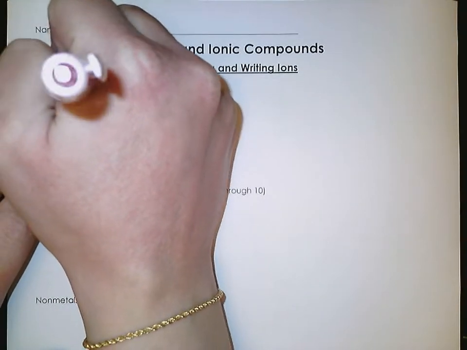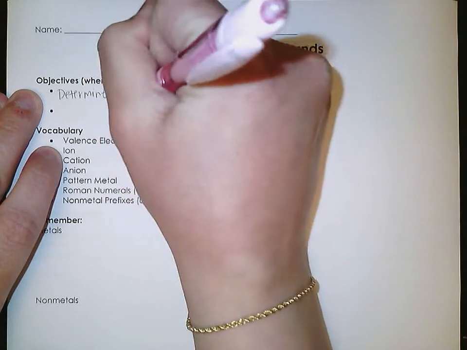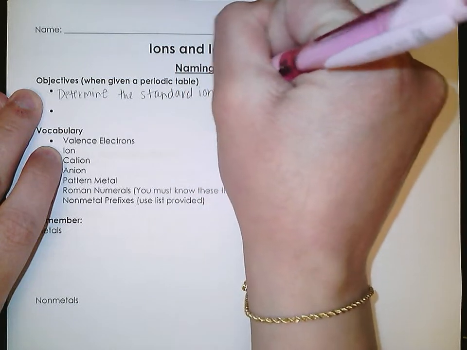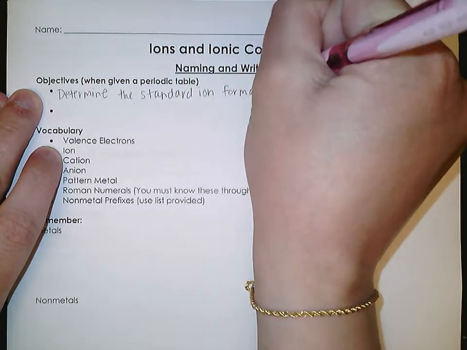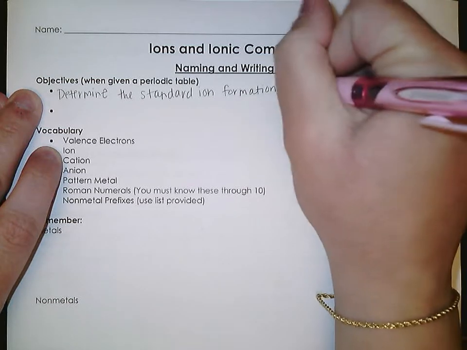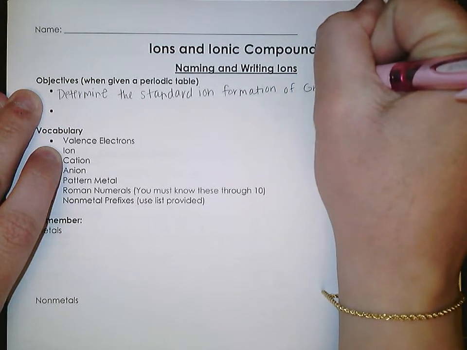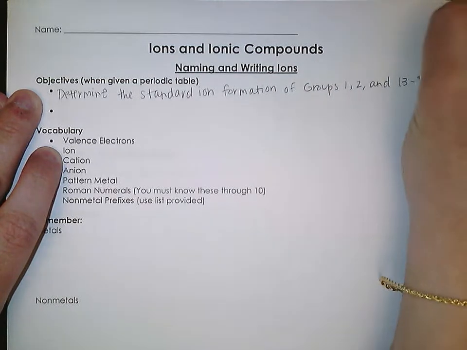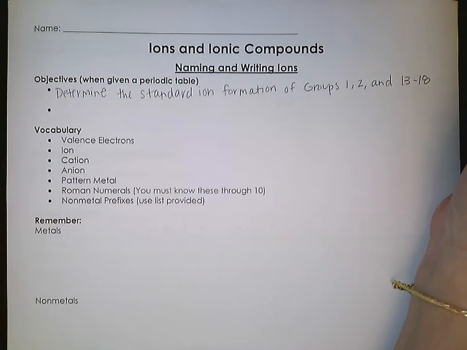is to determine the standard ion formation of groups 1, 2, and 13 through 18. So those same ones that we were looking at in our atomic structure section where we skipped over those transition metals. So we're still going to do that again, but we're going to dive a little bit deeper into that.